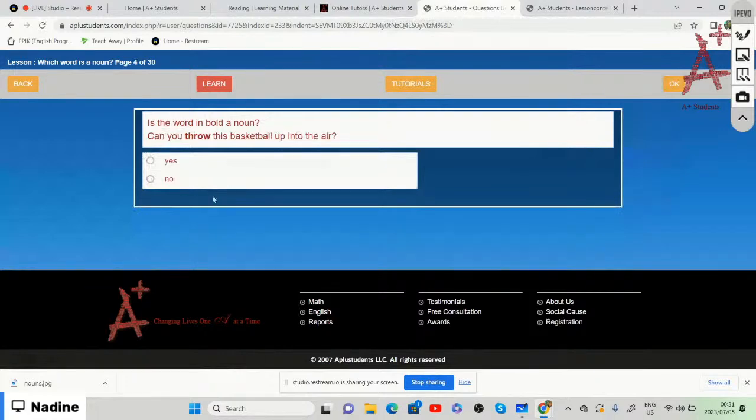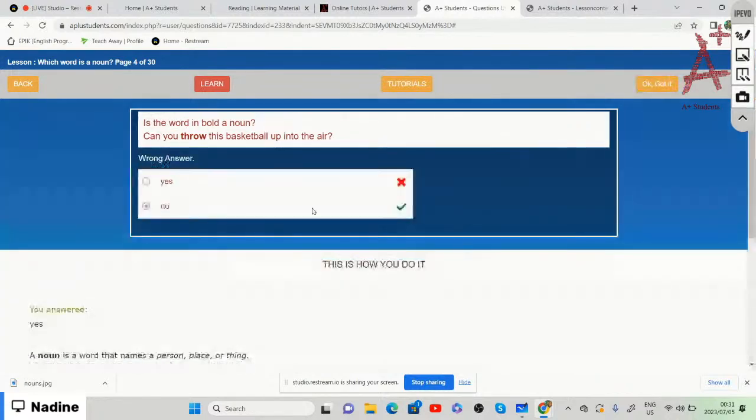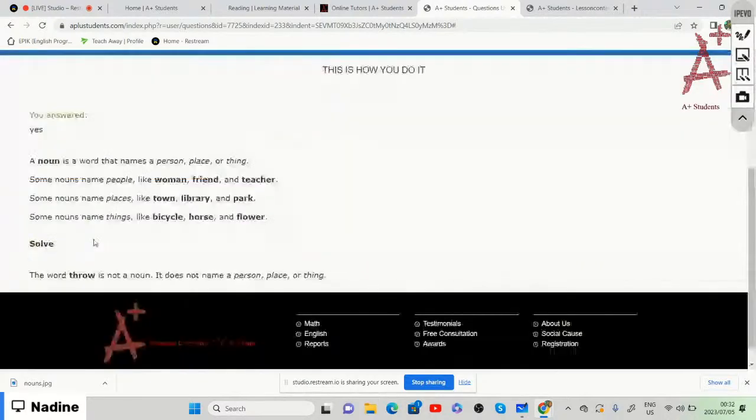You can throw this basketball up into the air, right? Is throw a noun? So throw is not a noun, right? So it is incorrect. Throw does not name a person, a place, or a thing. Throw is something that you do. So it's an action, right? And that is a verb.